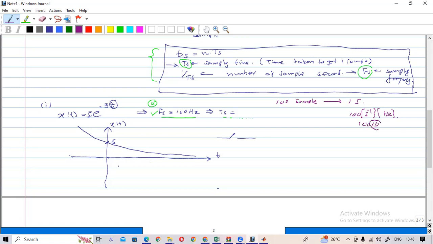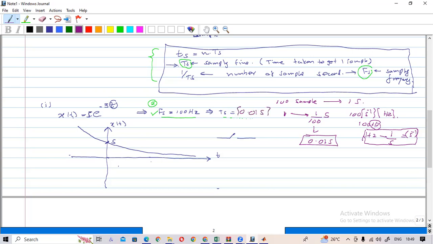So hertz means per second, 1 over s or s minus 1. This is hertz, the number of samples per second. So 100 samples per 1 second. So what is the time for one sample? It will be 1 divided by 100, measured in seconds. So it will be 0.01 second. This is the sampling time.